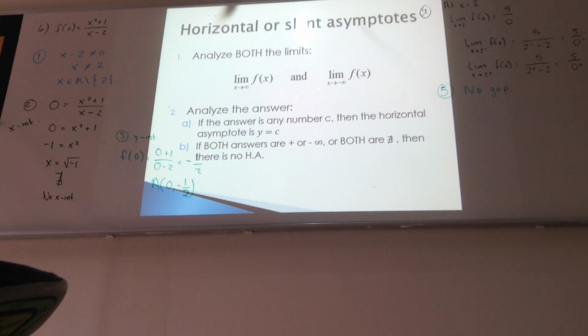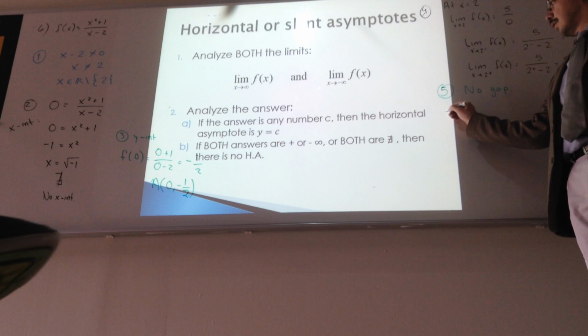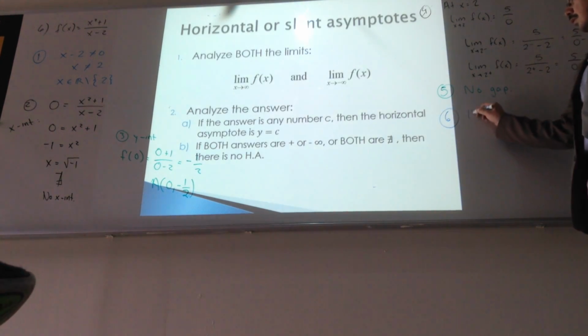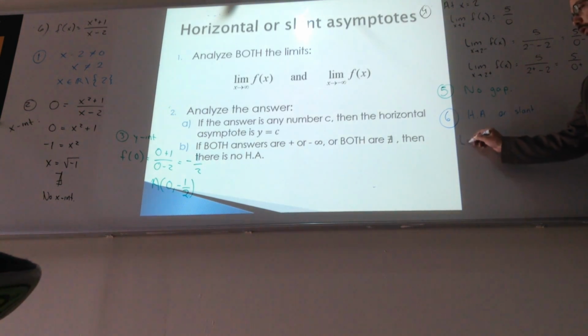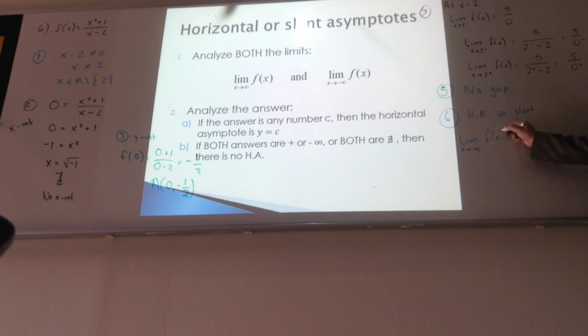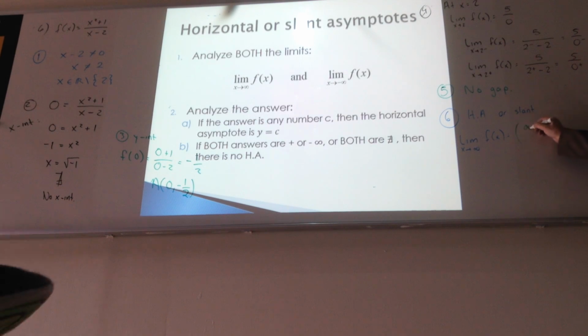Number 6 is the next step. Horizontal asymptotes. Divide by x. Limit x approaches infinity of the function. So, what do I get? Infinity. Yeah. So we follow with the procedure.